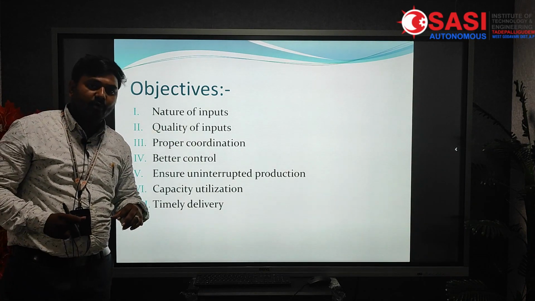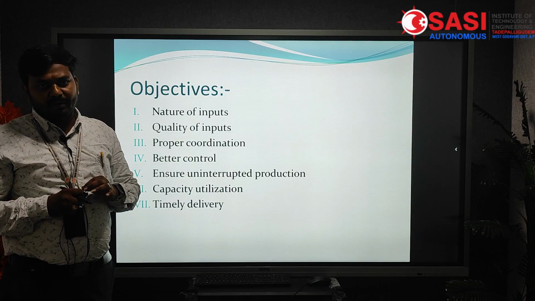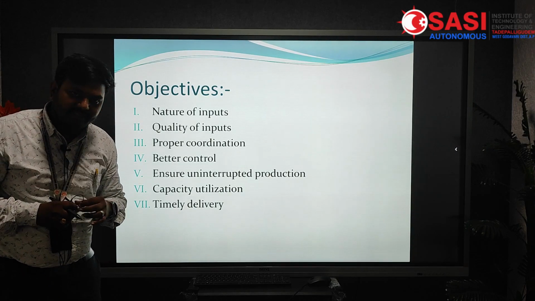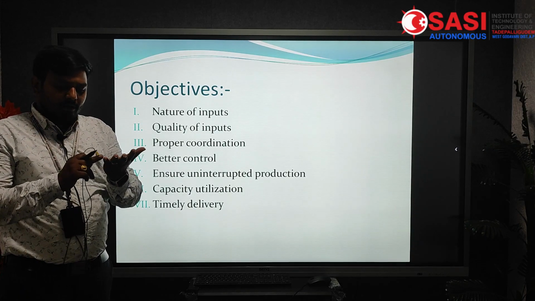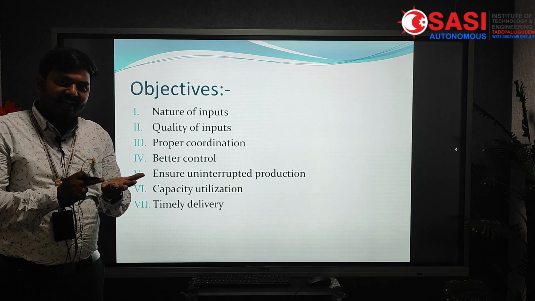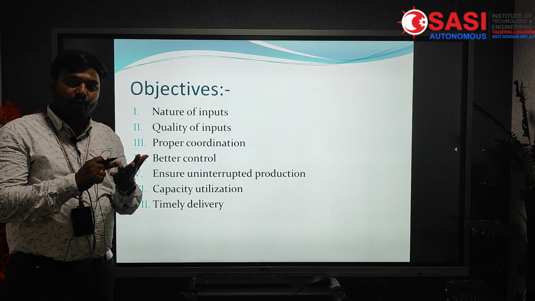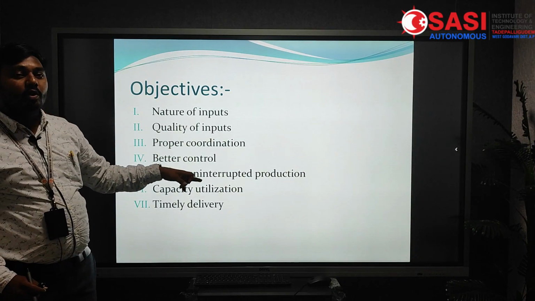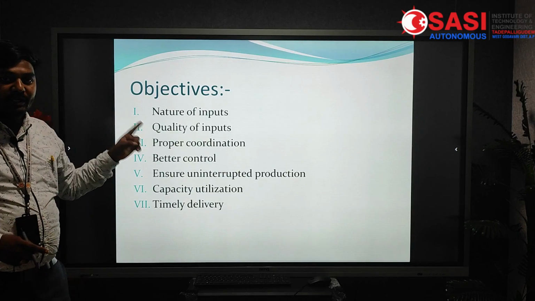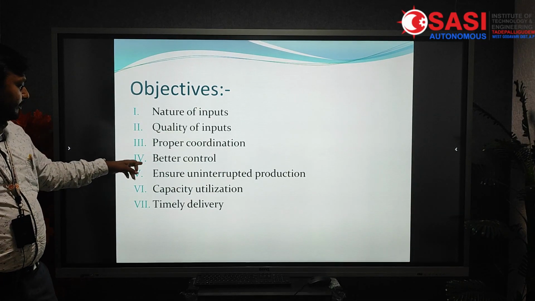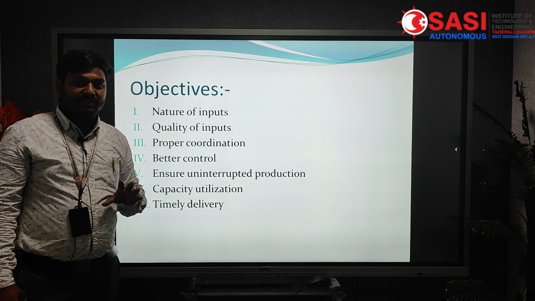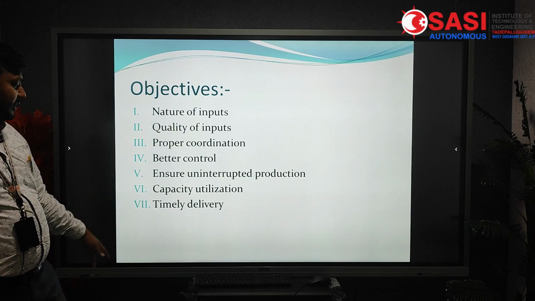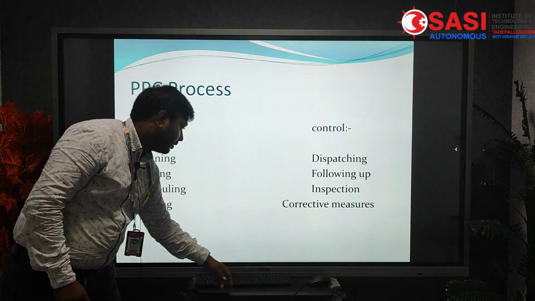Proper coordination is also very important. Why? Because in one particular organization there are a number of departments, like HR department, human resource department, finance department, R&D department, production department, procurement department, various departments exist. With a proper coordination among all other departments, the production process will go smoothly. Better control over all the activities will also be another objective. And you can see other objectives of the production and operations planning and control.